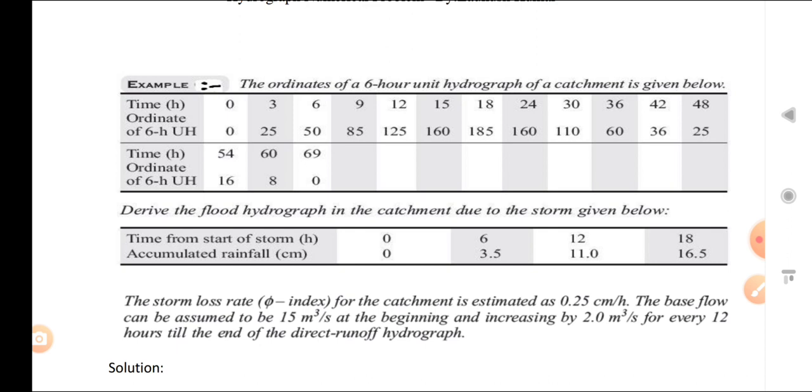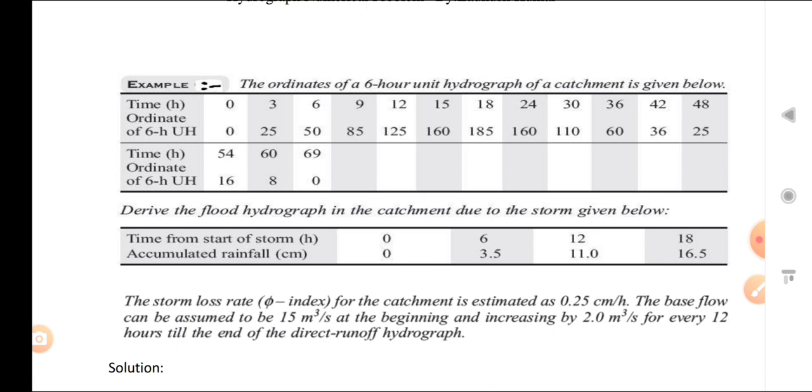Okay, and some other values are also given. Derive the flood hydrograph in the catchment due to the storm given below. In the first row they have written the time from the start of the storm, and then the accumulated rainfall. For 0 hour it is 0 centimeter, for 6 it is 3.5, for 12 it is 11, and for 18 it is 16.5. So it is not incremental rainfall, it is accumulated rainfall.